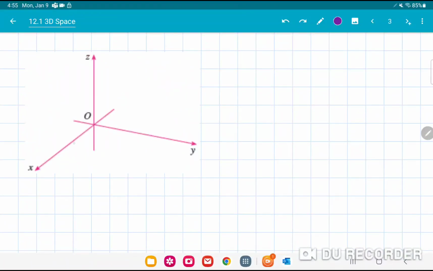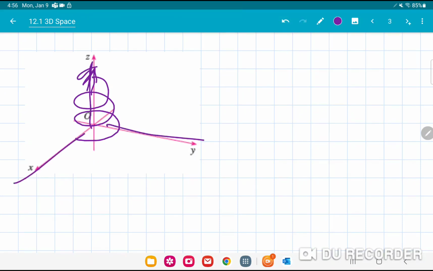So from x to y, if I rotate my fingers, my thumb should point to the z-axis. Okay? So the z-axis is not down like so, but it's up like so, because x is this and y is this.